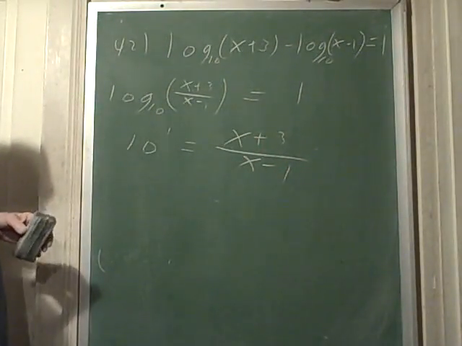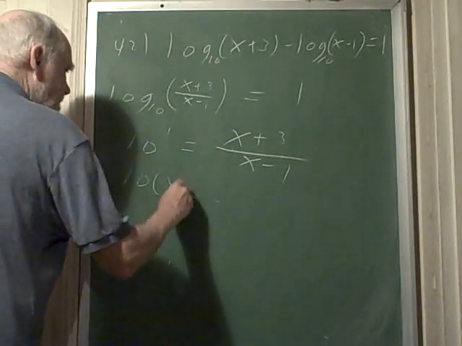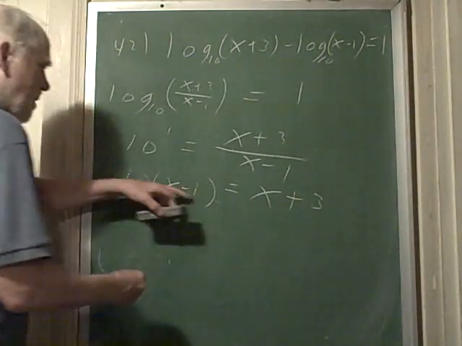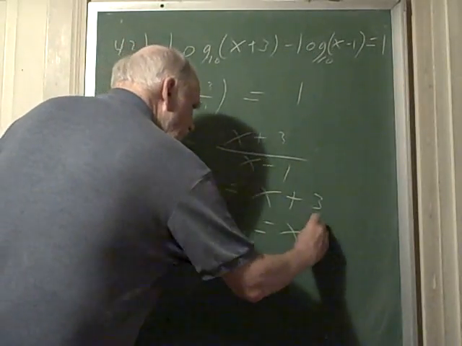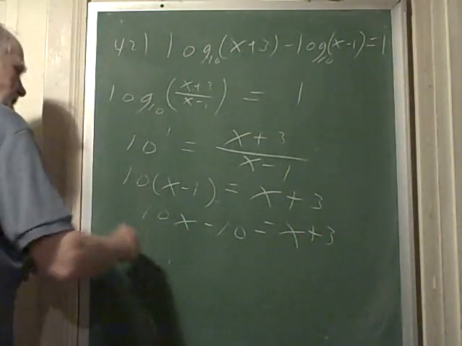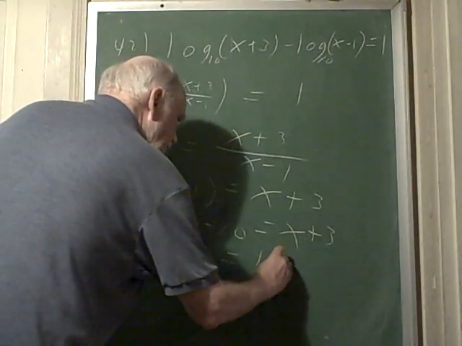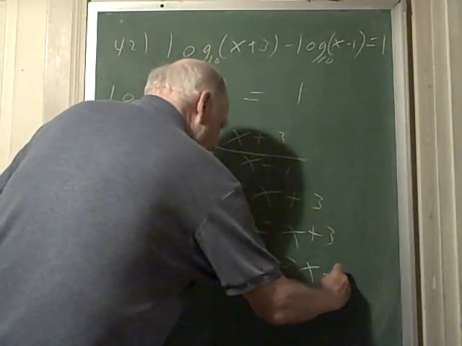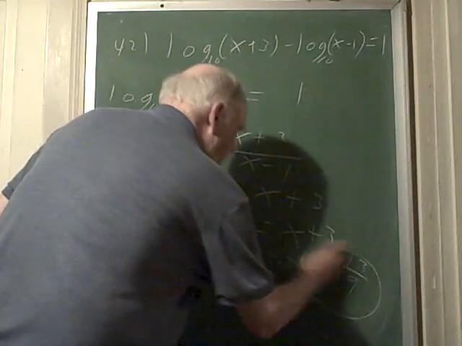This is a rational equation. You multiply both sides by x minus 1 and you get 10 times x minus 1 equals x plus 3. Multiply, 10x minus 10 equals x plus 3. And when I bring the x's over and combine like terms, I get 9x equals 13. And of course, that implies that x equals 13 over 9. And that's what x is.